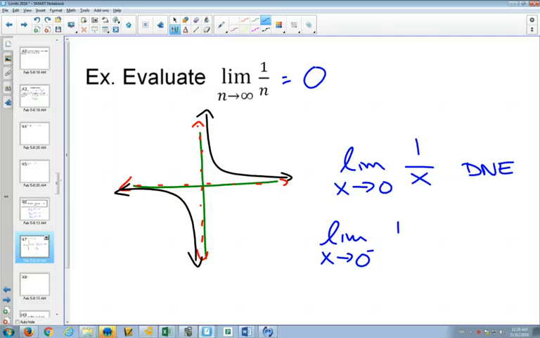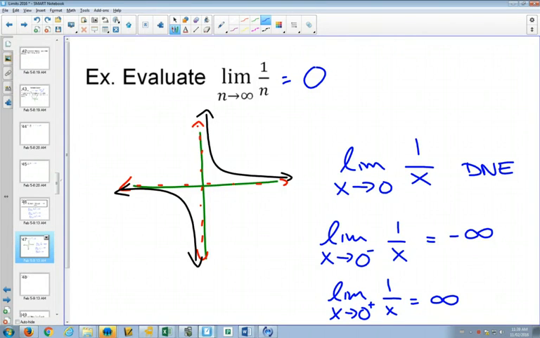if we come from the left side of 1 over x, we get negative infinity. But if we come from the right side of 1 over x, we get positive infinity. So because these two don't match up, we would say our limit doesn't exist.